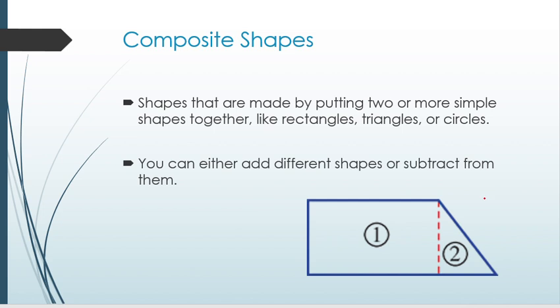So in my case here in this diagram, I have shape 1 and shape 2. I can see that shape 1 is a rectangle and then shape 2 is a triangle. So all I'm going to do is find the area of the rectangle first, then find the area of the triangle, add those two areas together, and that will be the total area for this weird shape right here.